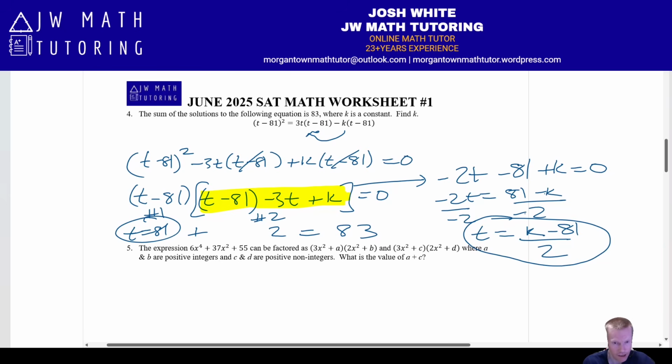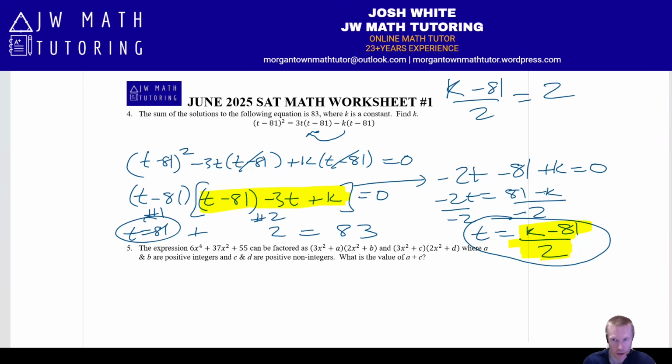Like I said, that means the second solution, this one right here, has to equal 2 because 81 plus 2 equals 83. Therefore, you can now say k minus 81 over 2 equals 2. Solve this for k. 2 times 2 is 4. Add 81 to both sides. K equals 85. Again, that's the approach to do this by hand.